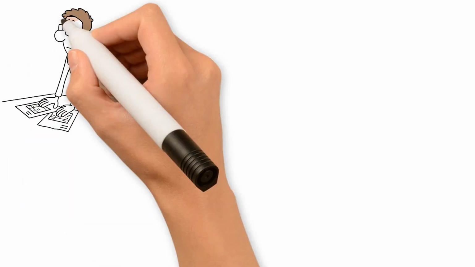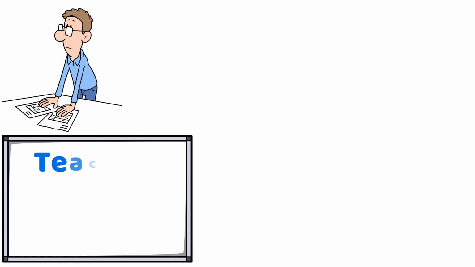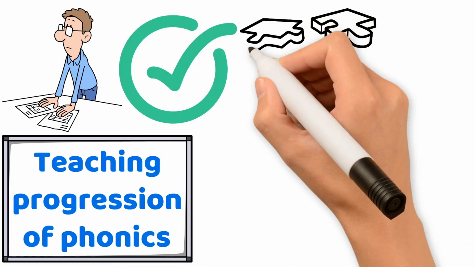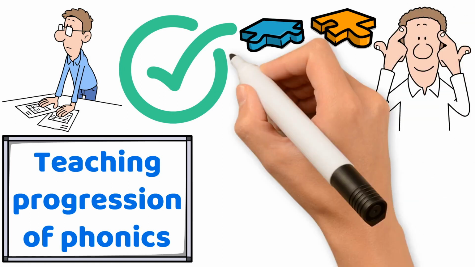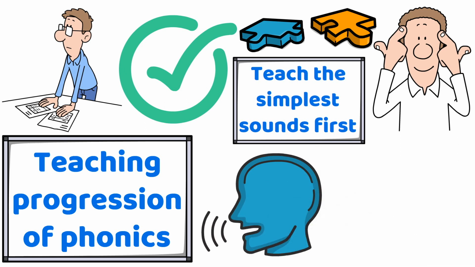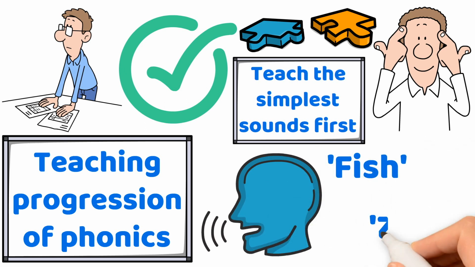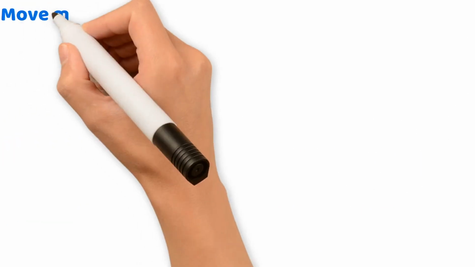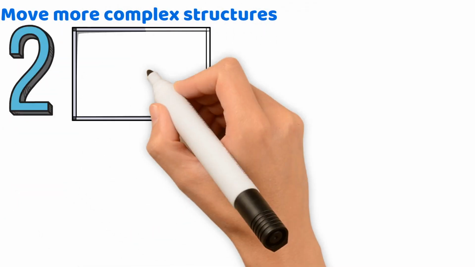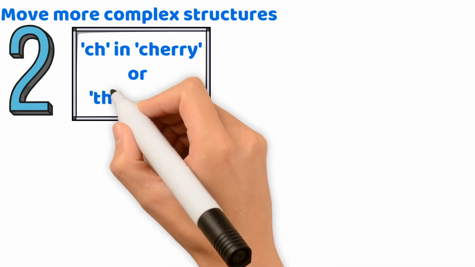On your exam, expect to receive a question about the teaching progression of phonics. When you spot this question, be on the lookout for an answer solution that demonstrates the understanding that we teach the simplest sounds first. These are your consonant sounds like the soft F in fish or the buzzing Z in zoo. From simple sounds, we then move to more complex structures, such as when two letters come together to create a new sound like "ch" in cherry or the "th" in that.